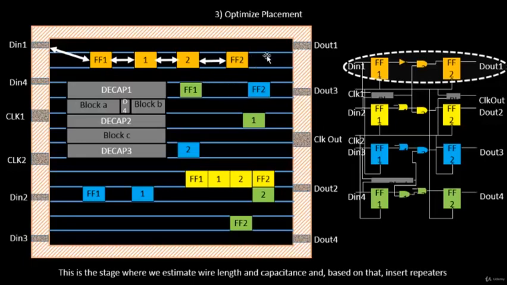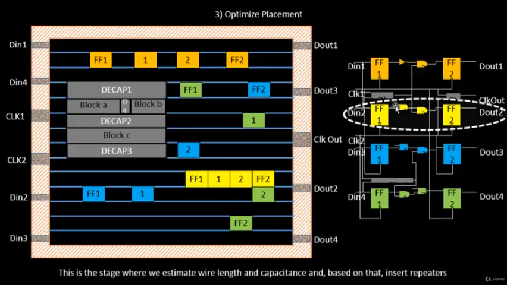Similarly, we go from flip-flop 2 to D out 1, and we see that there's a reasonable amount of distance maintained between flip-flop 2 and D out 1. The capacitance is sufficient for the signal to maintain its integrity, and hence there is no need of repeaters. Okay, let's look into a second stage.